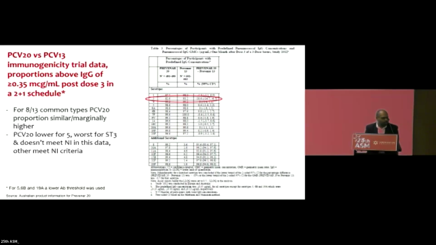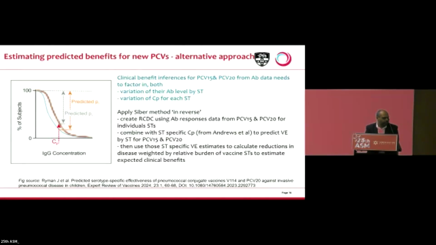PCV20 was lower for 5, and it was worse for serotype 3. And for serotype 3, it did not meet the non-inferiority criteria. So this data that I just showed indicates that clinical benefit inferences for PCV15 and 20 need to take into consideration the variation of the antibody levels by serotype, as well as the variation of correlates of protection by serotype.